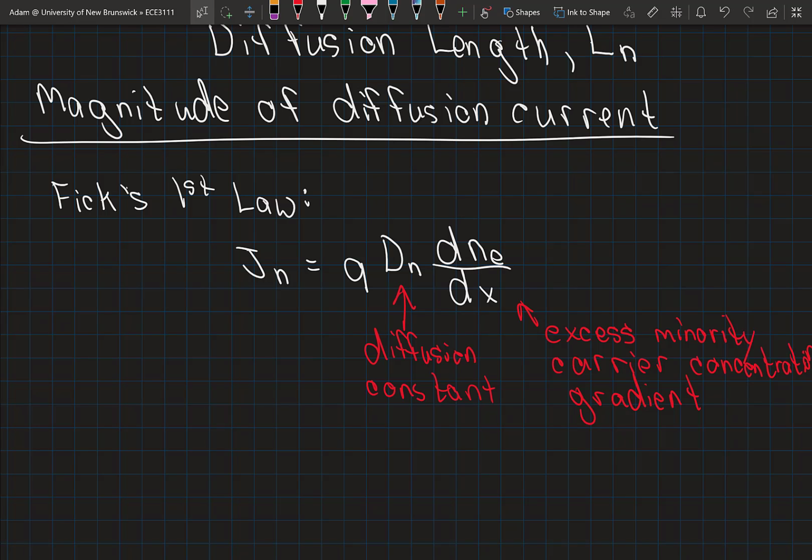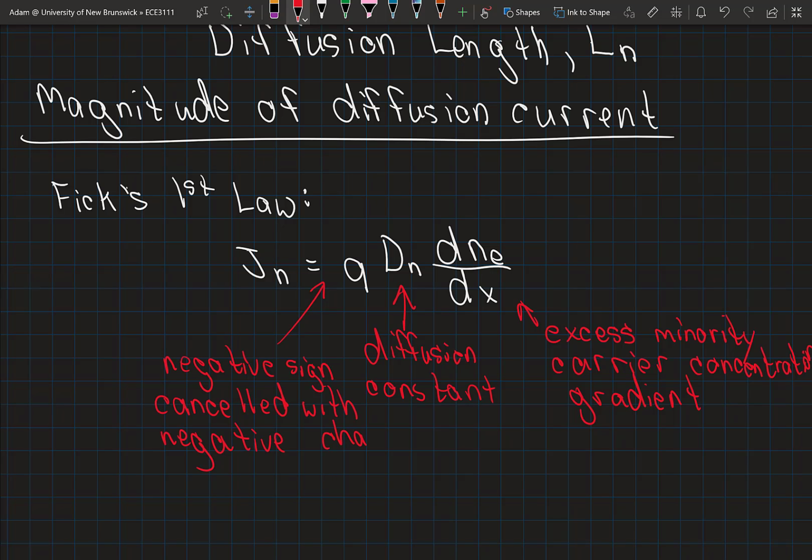and you'll note that the negative sign here we've removed, for we know we're talking about movement of electrons, and we haven't put a negative sign here, but the negative sign cancelled with the negative charge of the electron.